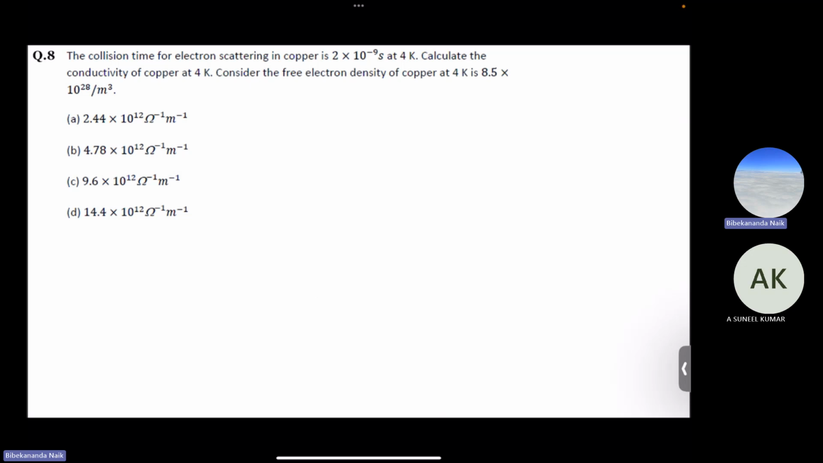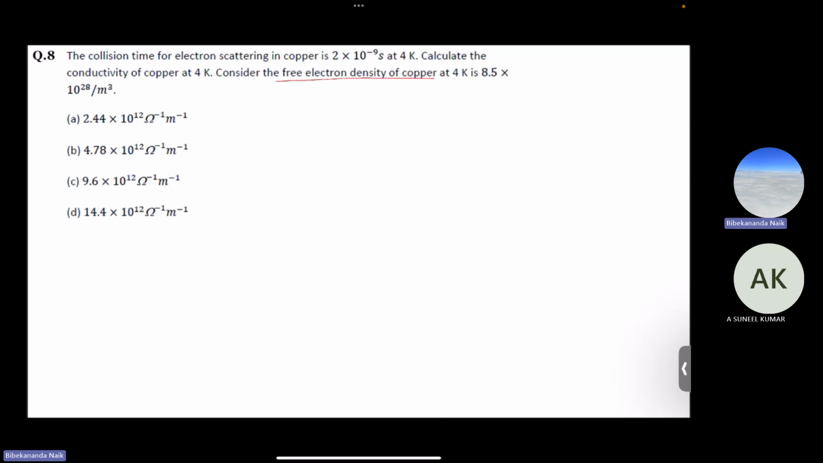The question says the collision time for reluctance scattering in copper is 2 into 10 to the power minus 9 second at 4 Kelvin. Calculate the conductivity of copper at 4 Kelvin. Consider the free electron density of copper at 4 Kelvin is 8.5 into 10 to the power 28 per meter cube. So we need to find out the conductivity of copper.